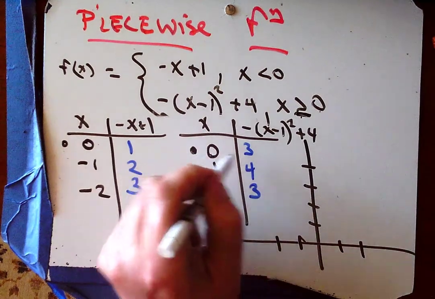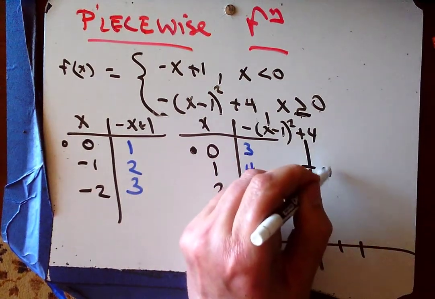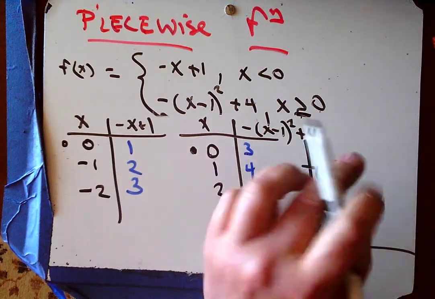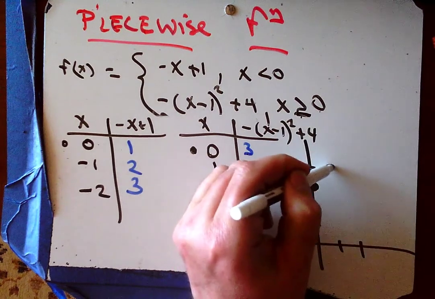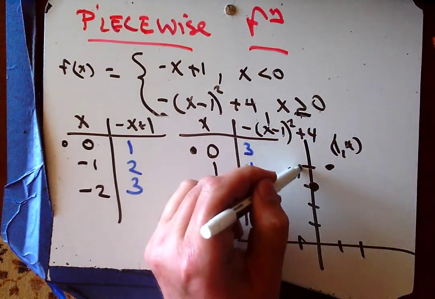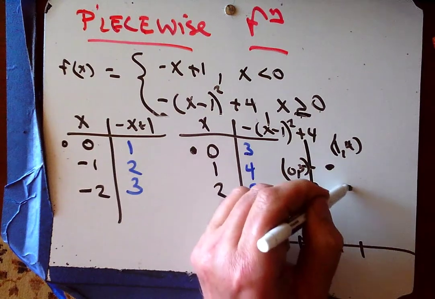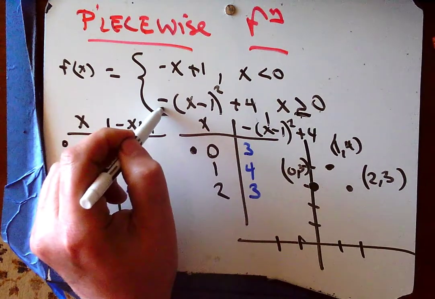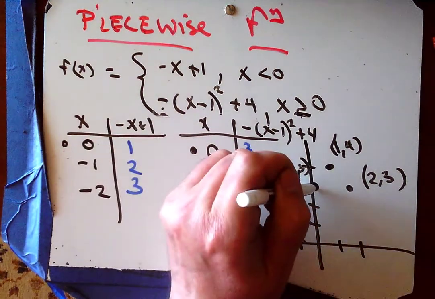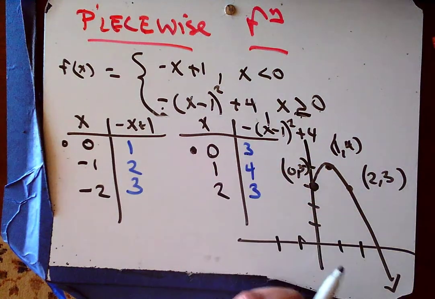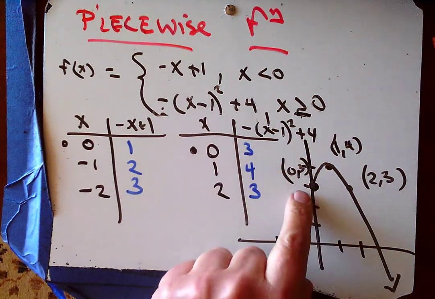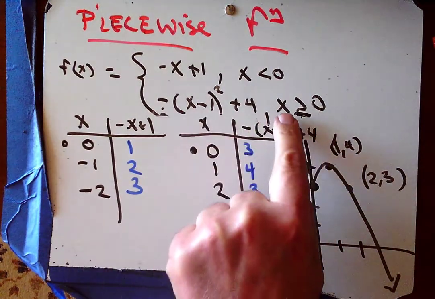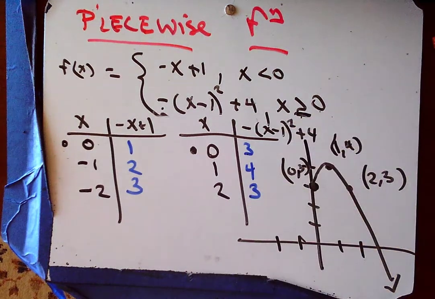Okay, so 0, 3 with a closed circle. 1, 4, 1, 4, and then 2, 3. Now, I know this is a down-pointing parabola, and I see the vertex there. There's my down-pointing parabola. Do not extend it over here. This piece, this downward parabola, only for x values greater than or equal to 0.